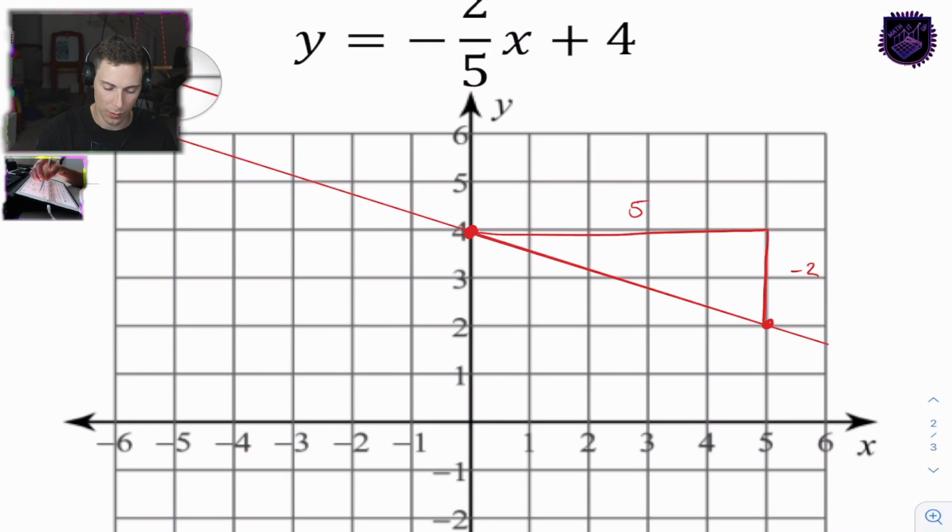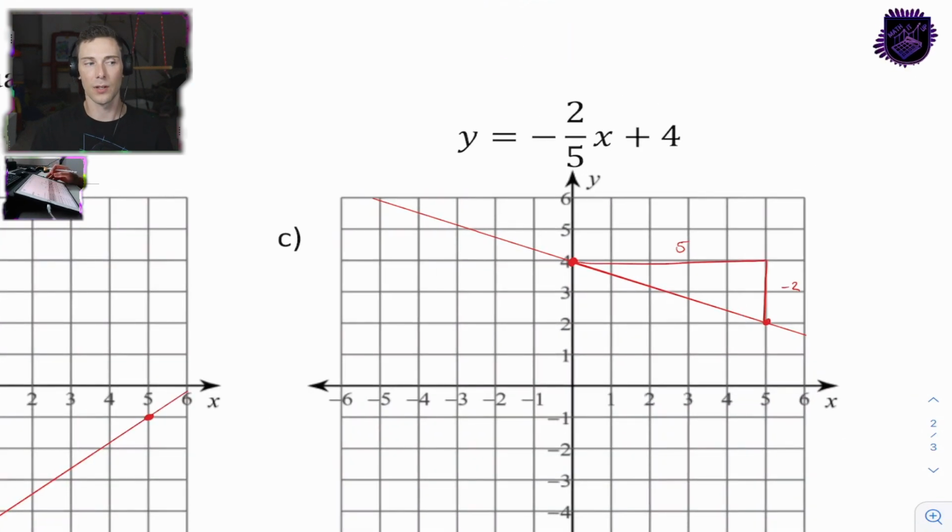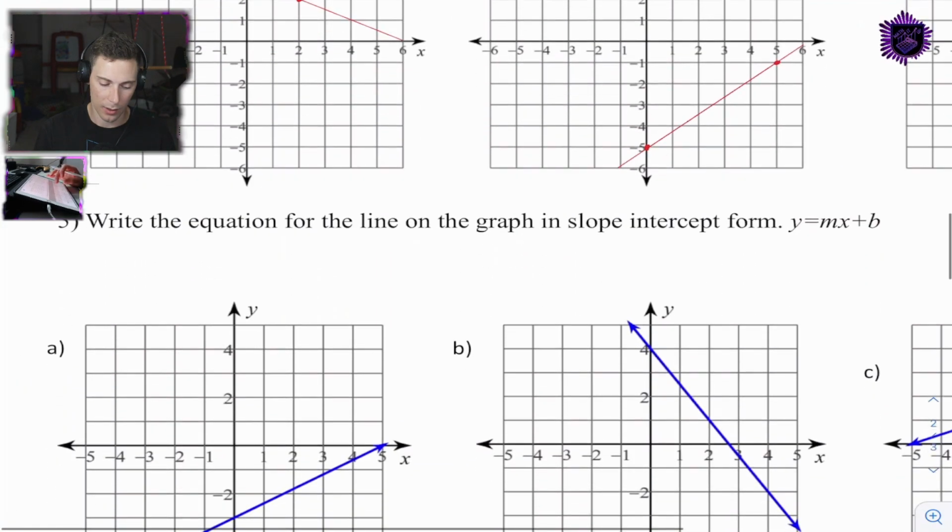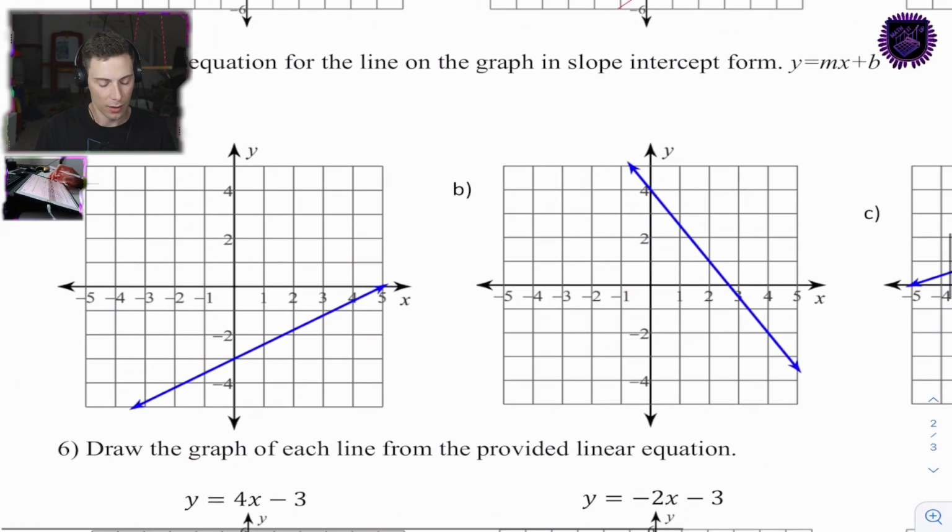I want to make sure I go right across the graph here. There it is. All right. Not too hard so far. And we're already on 5.